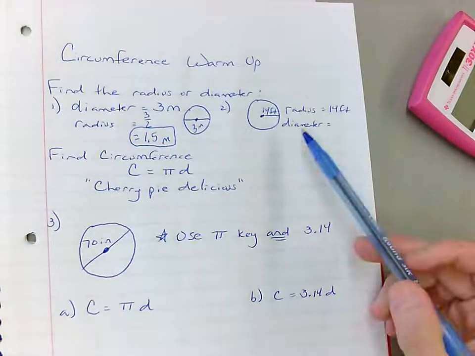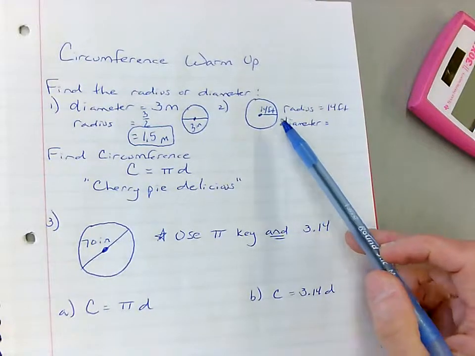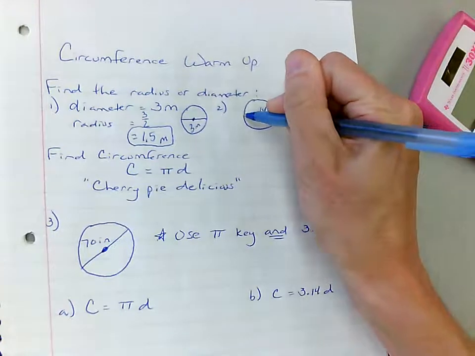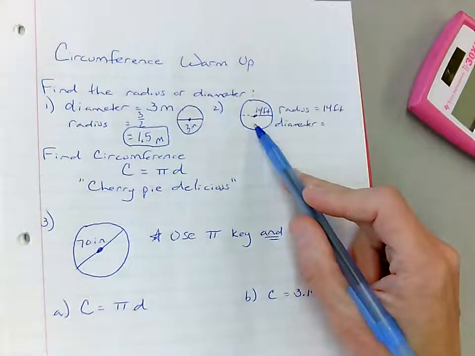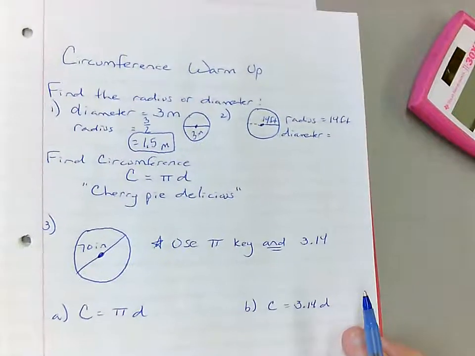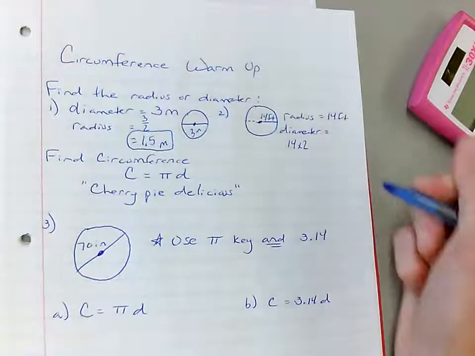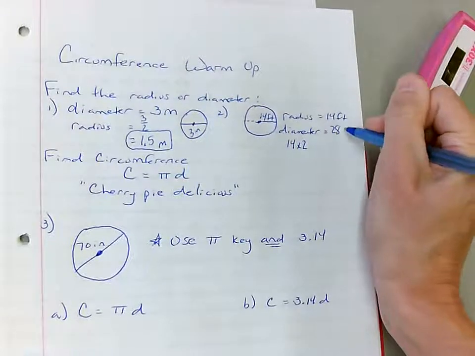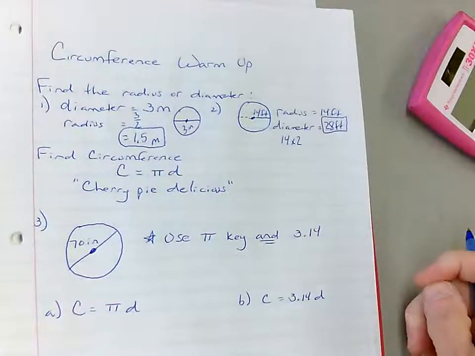Number 2, if I give you the picture with the radius of 14 feet, now we need that diameter, which means this has to now stretch all the way across, and so double it. To find that diameter, we're going to take that radius of 14 feet and multiply it by 2, and you're going to have a diameter of 28 feet. Done for that one, right?